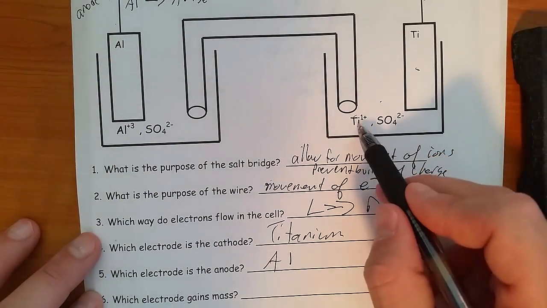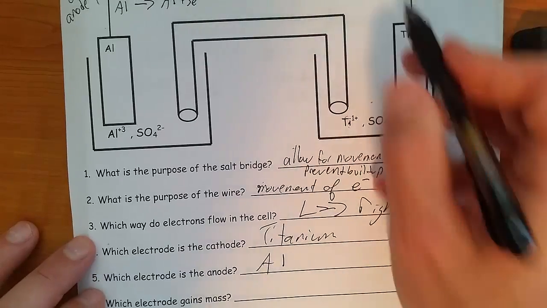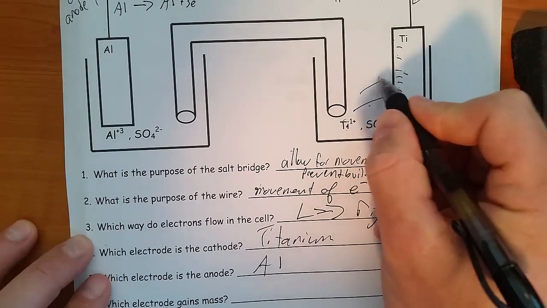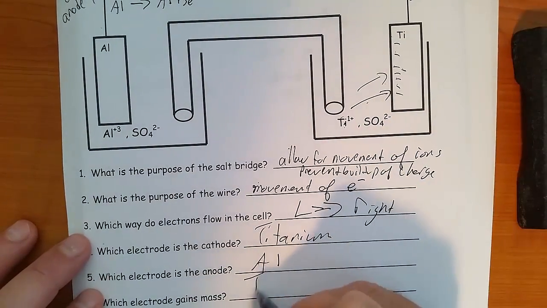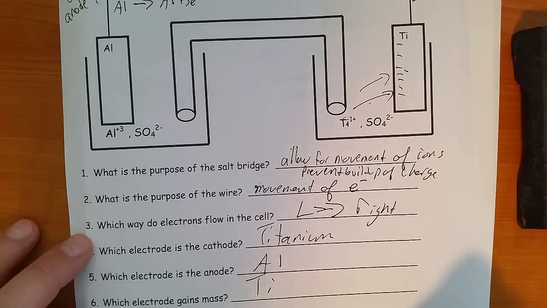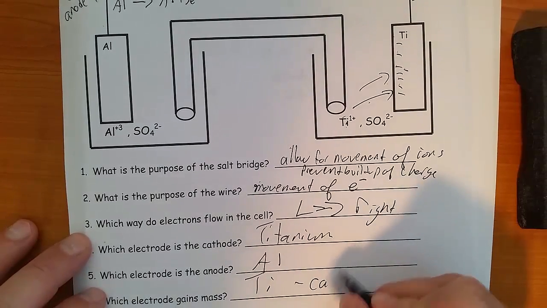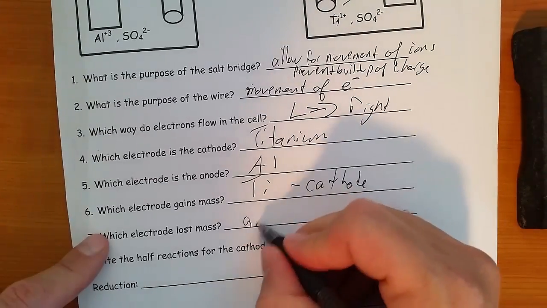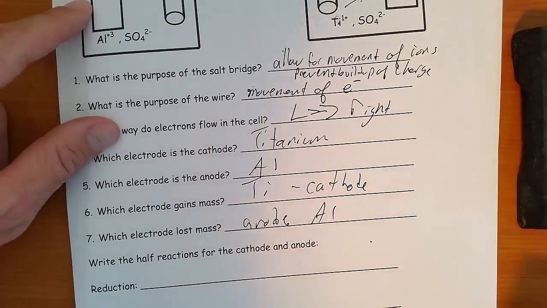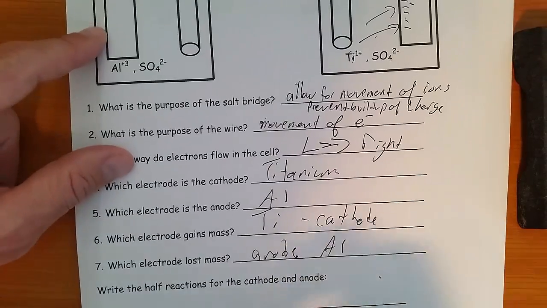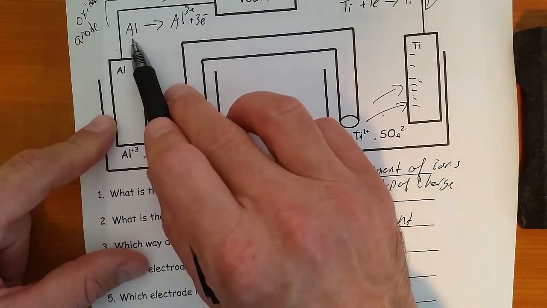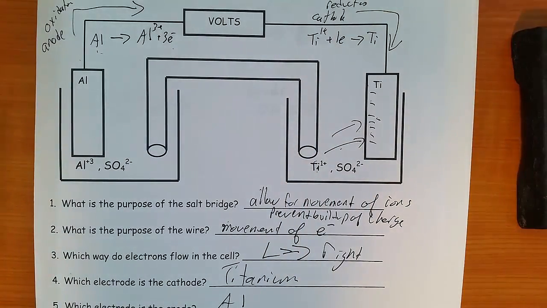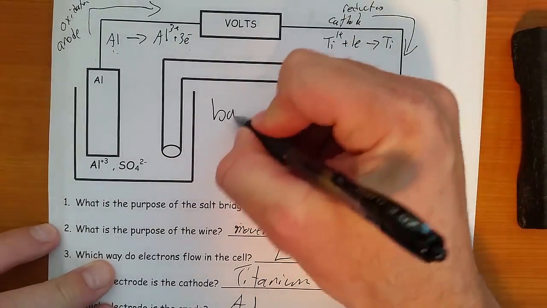Now, since here, titanium 1+ is going to be joining up, electrons come flowing in here. Titanium 1+ is attracted to them to make titanium, so the titanium will gain mass. The cathode always gains mass. The anode, in this case the aluminum, will lose mass. The half reactions we wrote, the oxidation half reaction and the reduction half reaction. Now this is a battery.